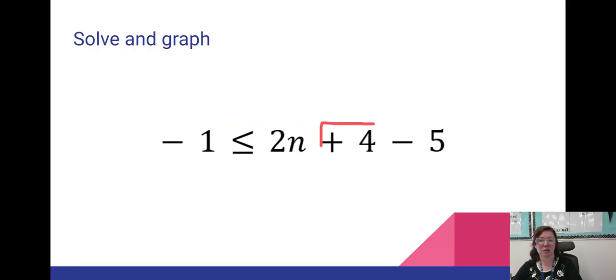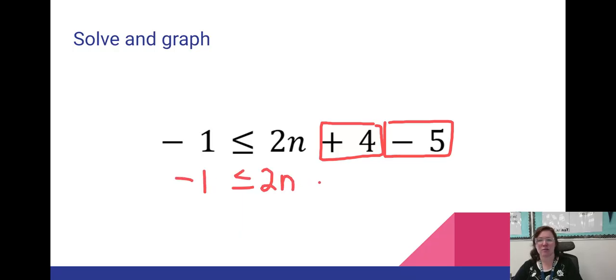Okay, combine like terms. We have a positive 4 minus 5. Sorry, positive 4 minus 5 equals a negative 1. So negative 1 is less than or equal to 2n minus 1. Now it's just a two-step, add 1 to both sides, but negative 1 plus 1 is 0. I can write down 0, that's fine. 0 is less than or equal to 2n. Again, negative 1 plus 1 is 0. In this case, I'm going to cross it off because there is other stuff over here.